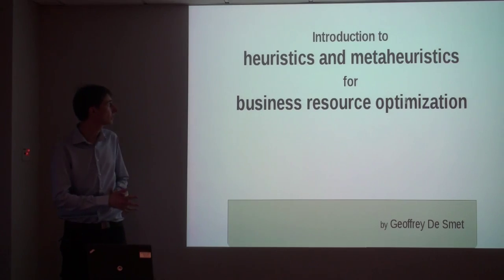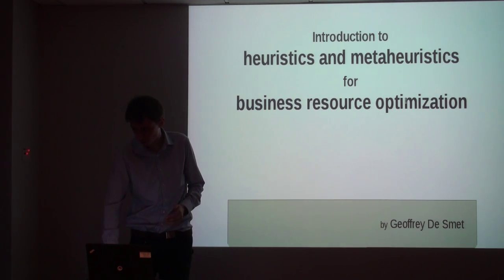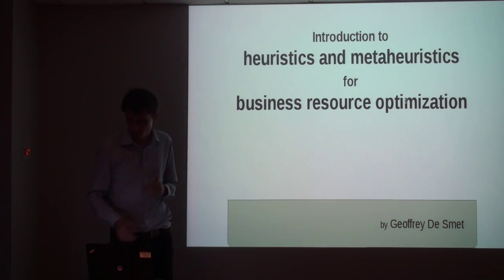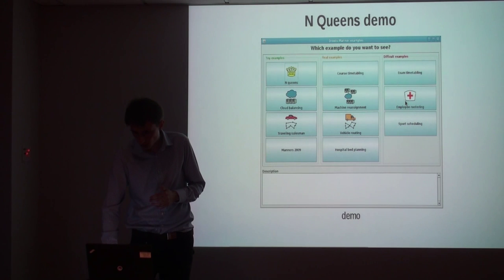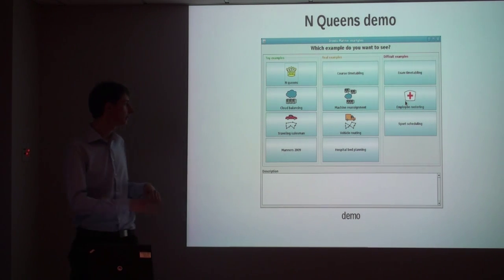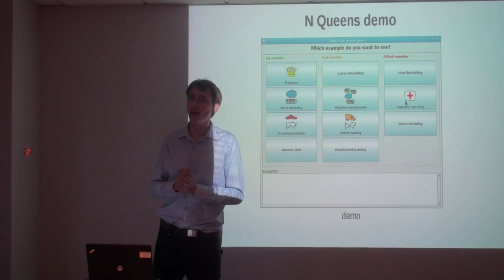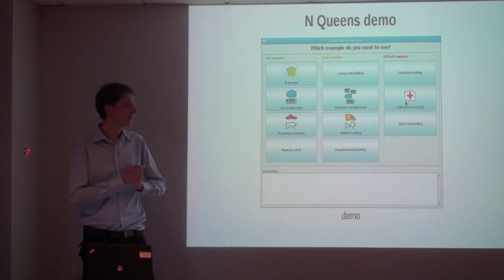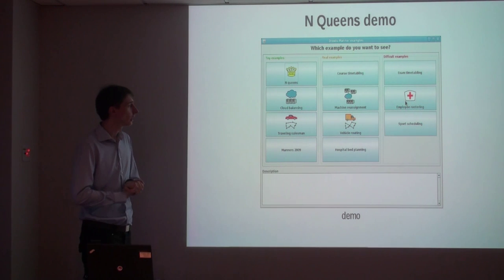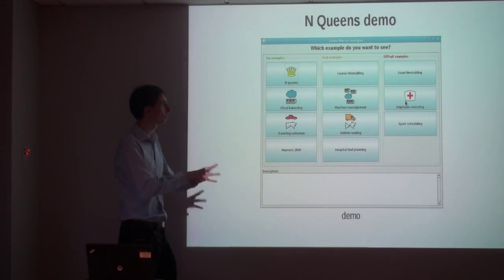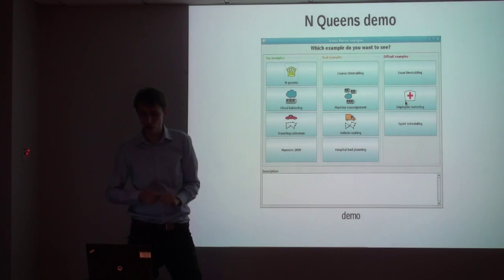So let's start on the second part, but I won't do it completely due to lack of time. In this part I'll go a little bit more theoretical. I'll talk about metaheuristics and also about score design. I'll start with score design. To make it easy enough to understand, I'll take the n-queens example and show that right now.